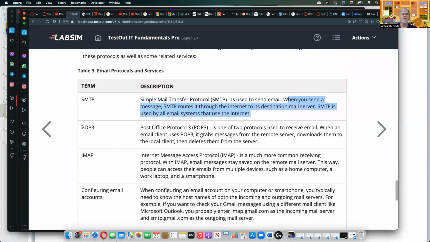I don't know why POP3 is stuck in the middle. It's another one of the annoyances. It should be way down at the bottom.